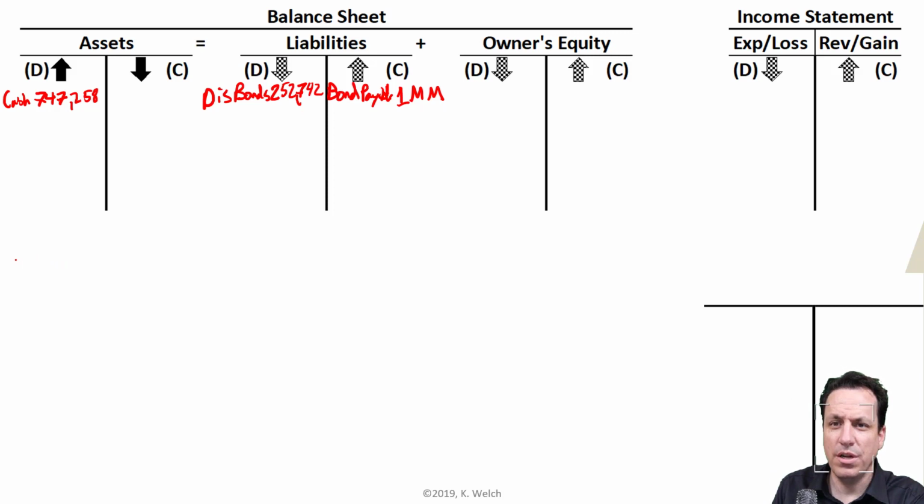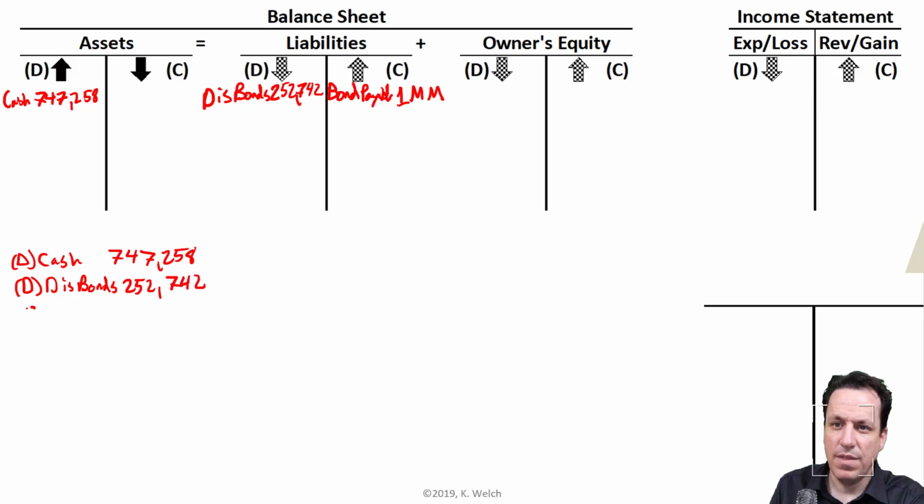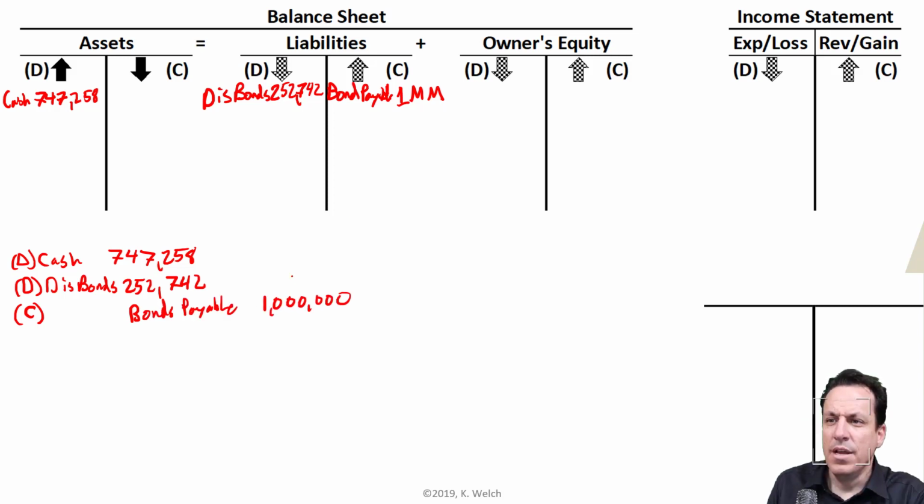This is the journal entry on issuance. We have a debit of cash of 747,258. We also have another debit, discount on bonds, and our discount on our bonds is going to be 252,742. And then we're going to have a credit, and our credit is bonds payable, and our bonds payable is going to be $1 million. So that's our entry on issuance. Okay, so that is 1/1, at the start of the year.